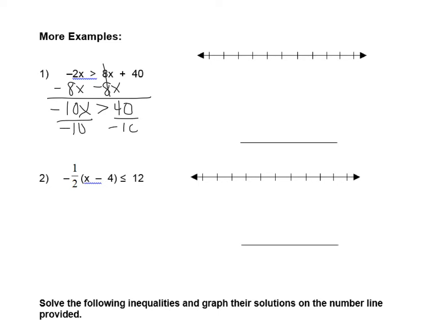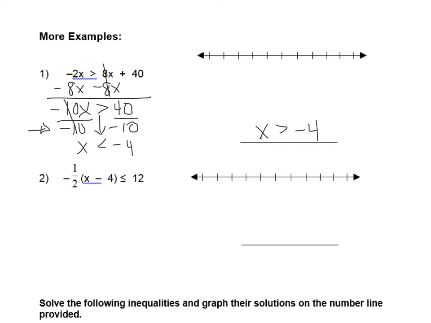Did we just divide by a negative number? We did. We divided by negative 10. So these negative 10s cancel, you're left with x on this side. And because we divided by a negative number, we must reverse this inequality symbol. And 40 divided by negative 10 is negative 4. So we get x is greater than negative 4 for our answer to this one.